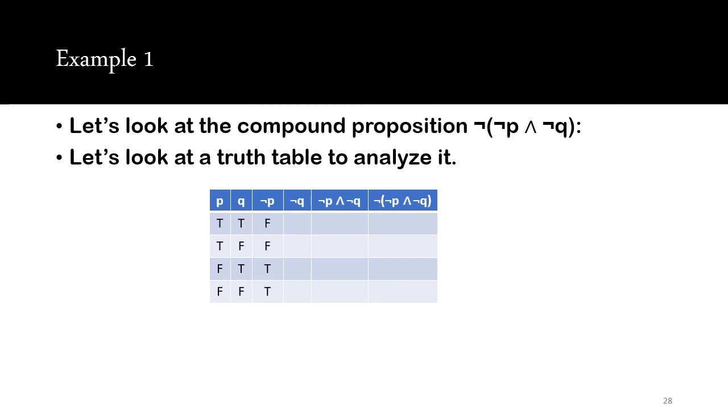So not P, we're able to figure out just by flipping the P value to the opposite. Same with not Q. And then we basically have this upside down, which is nice. So now we have not P and not Q. So that's just F, F, F, F.